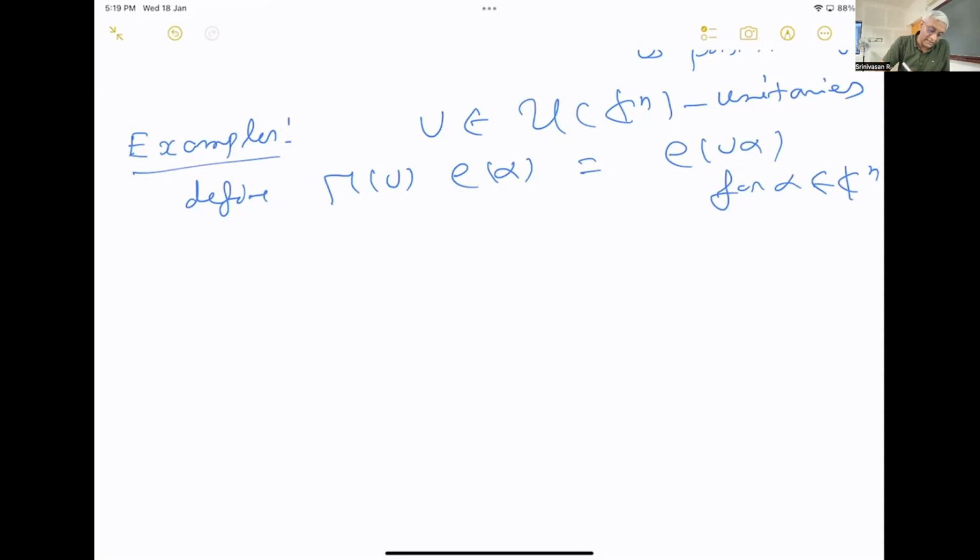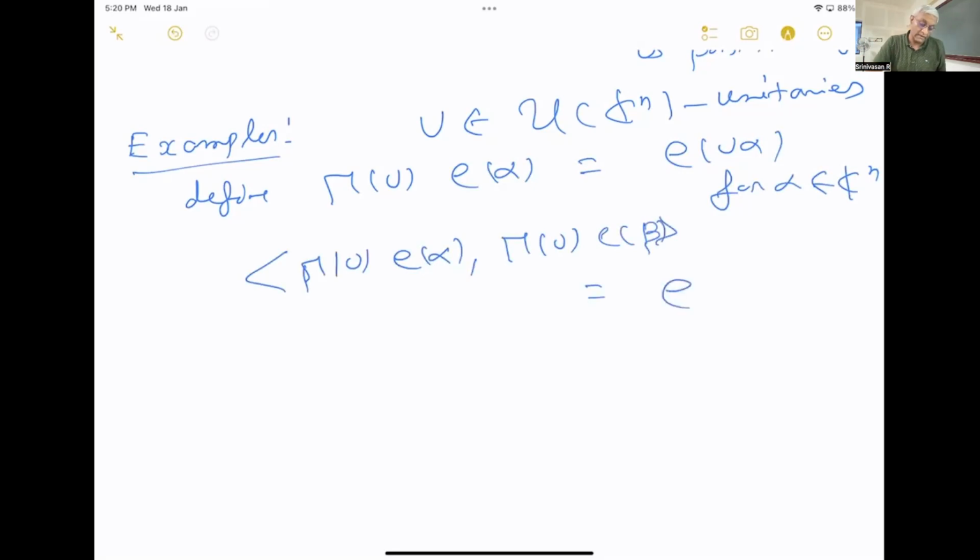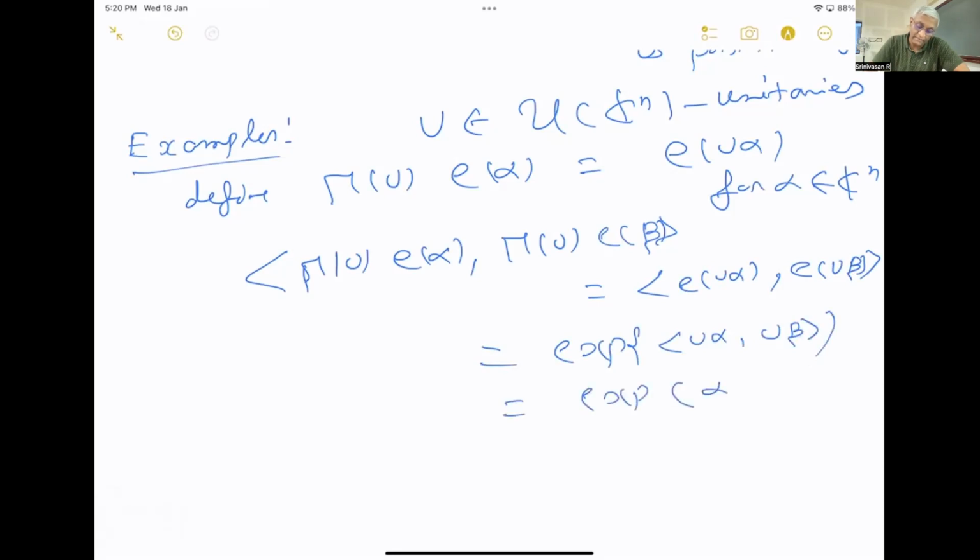Then we can see that this is easy to see. Gamma of u acting on E alpha, gamma of u acting on E beta, by definition, is just E of u alpha, E of u beta. And that is equal to the exponential of the inner product u alpha, u beta. And that is equal to the exponential of alpha, beta, this inner product.